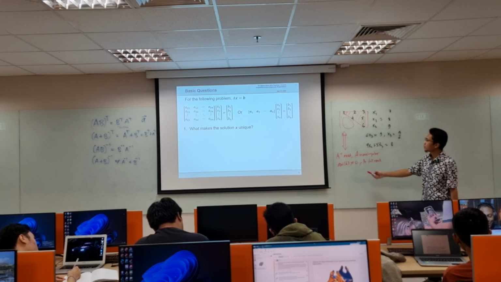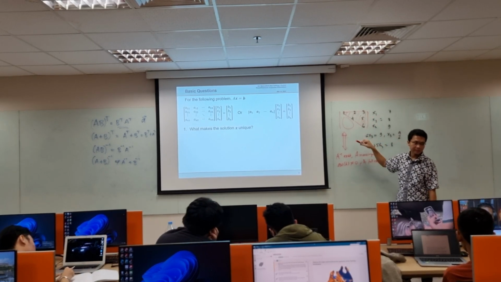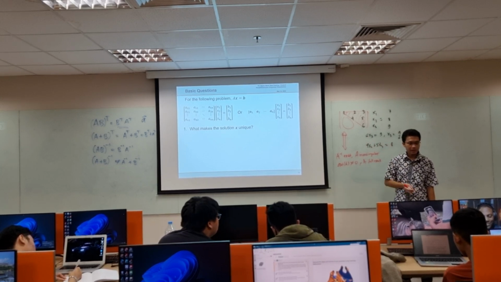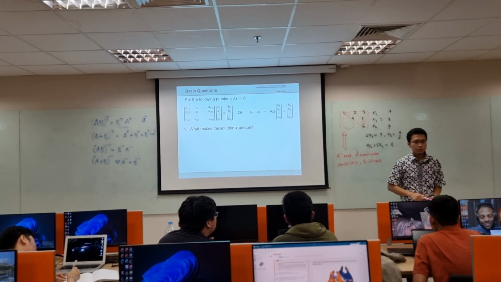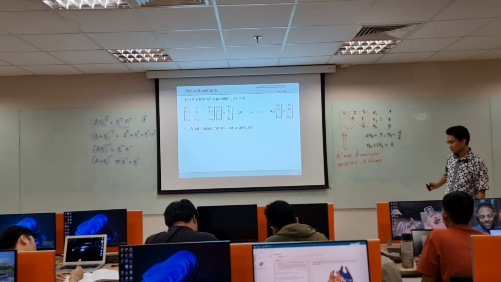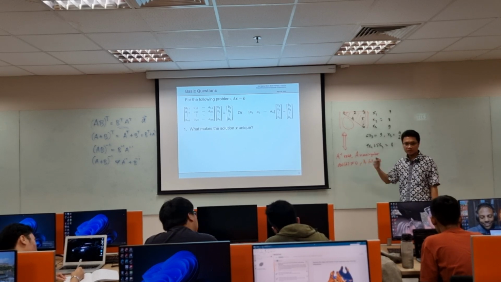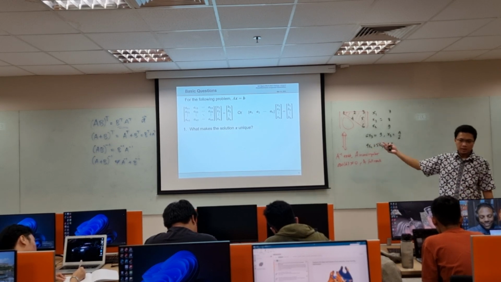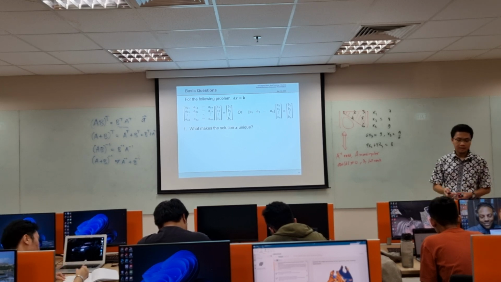Full rank is when your columns are linearly independent or rows are linearly independent, which we will see later. So that's the condition for X to be unique. Determinant, A inverse, we will study them later. That is why I want to open up the problem now, so that we know what we are studying.